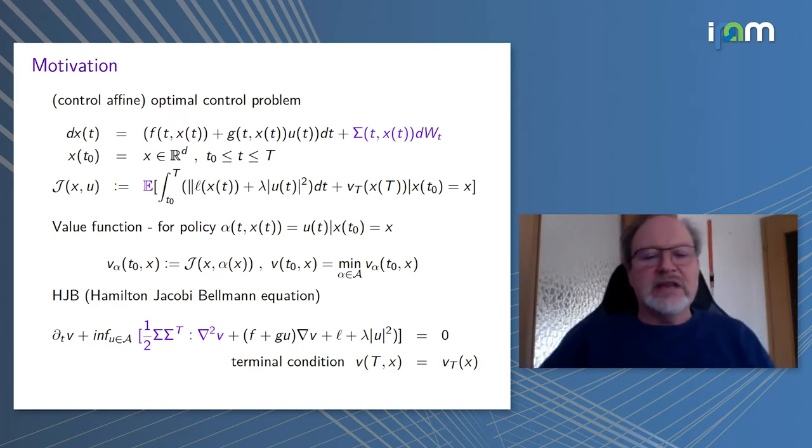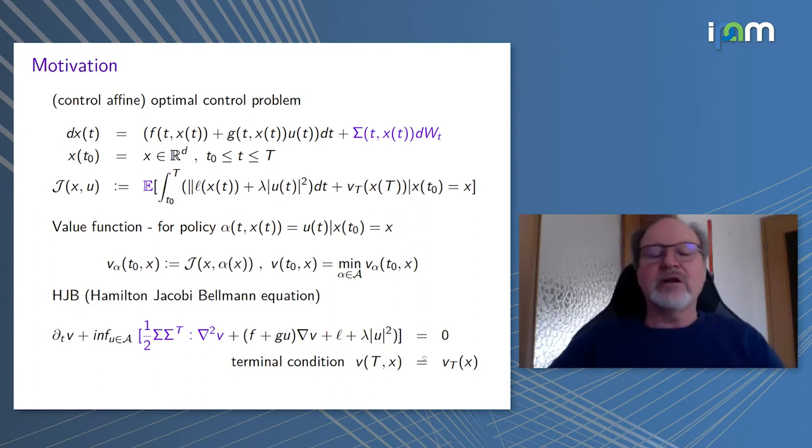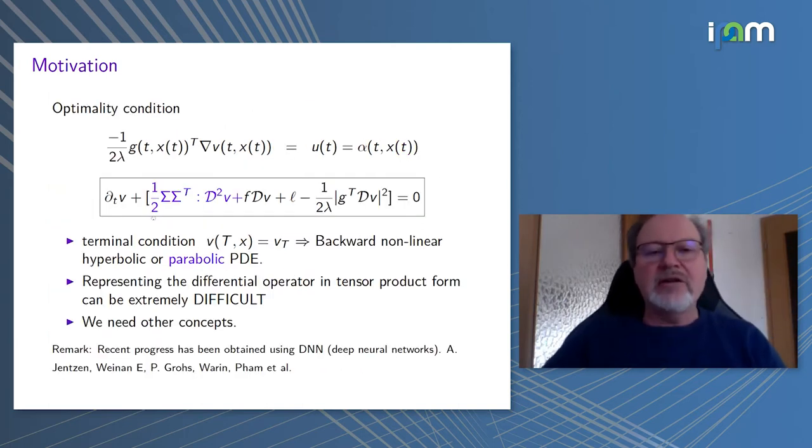And then it can be shown that this value function satisfies this strange and complicated PDE. It's a time derivative plus the infimum, so we have an optimization over the control, with this term in brackets, and the whole should be zero. And we have a terminal condition, so this is a backward differential equation. In our case, the term in brackets depends only quadratically on U, so this minimization with respect to U can be carried out. And we get an optimality condition: the optimal control is given by the transpose of the function g times the gradient of the value function. Later I will write the gradient by this first order differential operator.